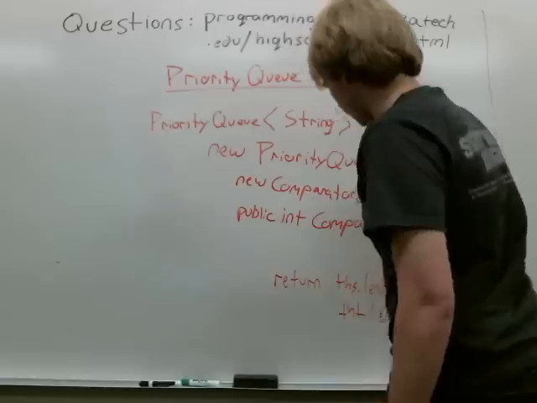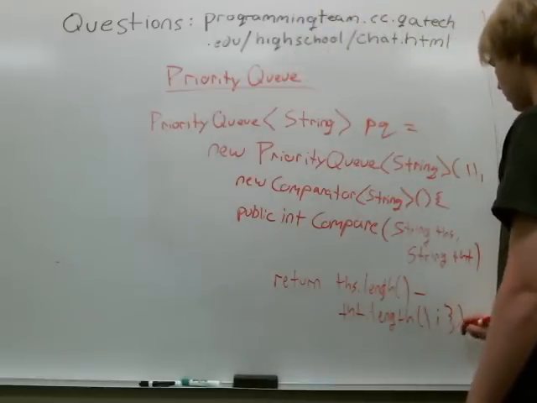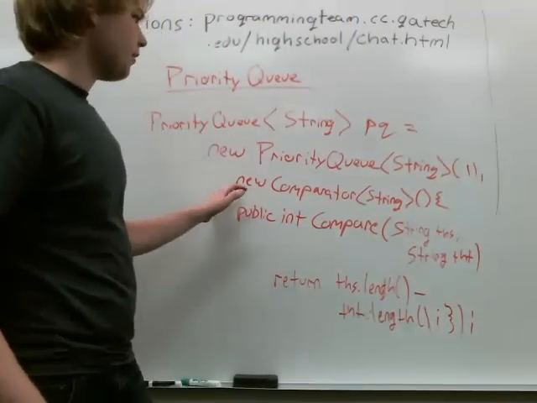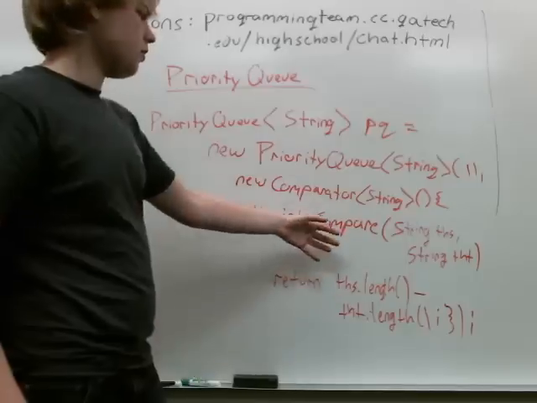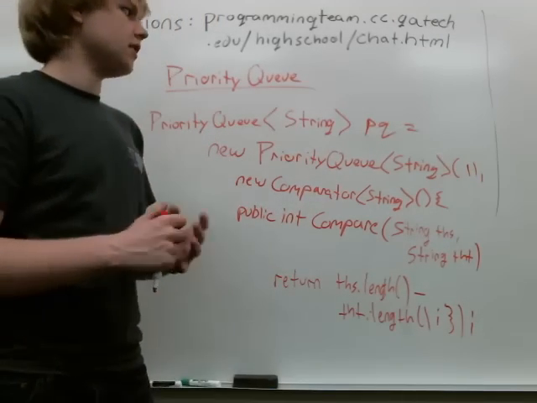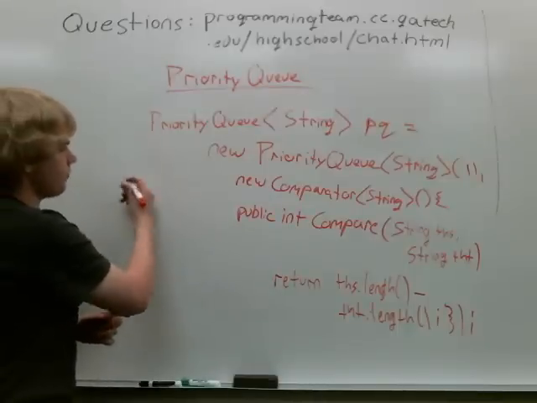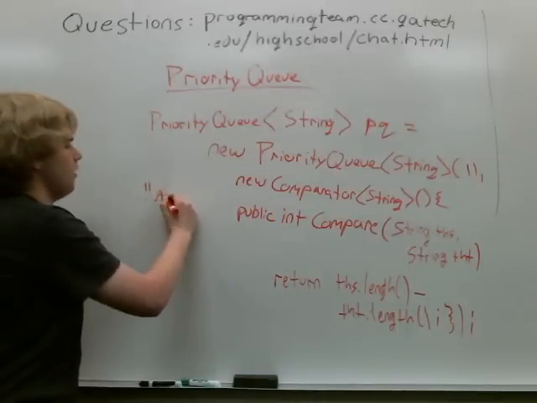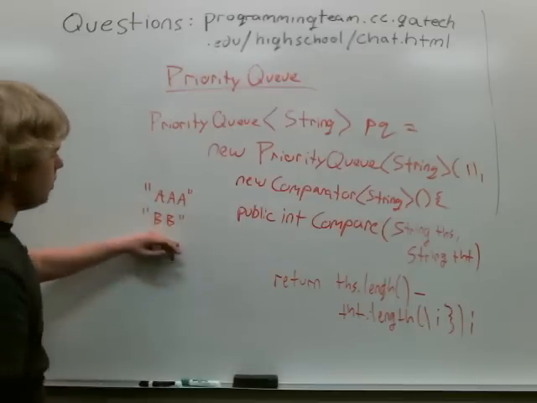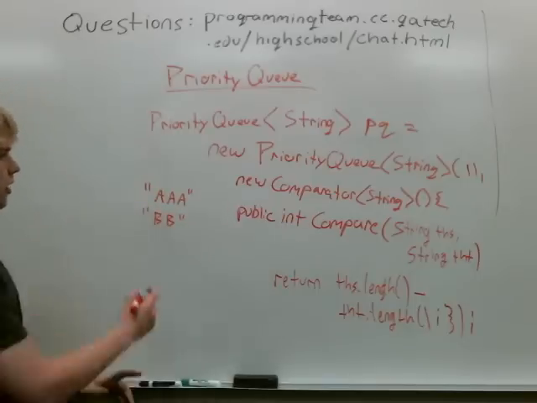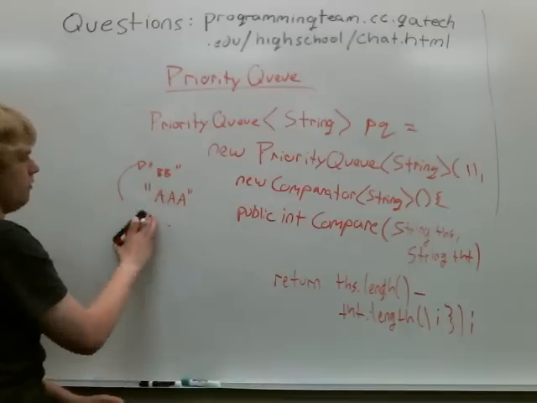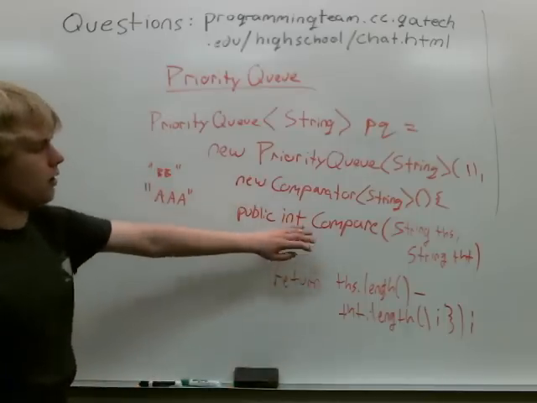And so now we're going to have this priority queue of strings, but instead of using the default compare to method of the string class, it will use our new comparator that we just created, and it will be ordered by least length. So for example, if we had our priority queue, if we added A and B, if we added these two, even though BB would come after AA in the alphabet, because it's shorter, it's going to get moved up to the front and be considered to have more priority, because that's what we defined our compare to method, or our compare method to do.